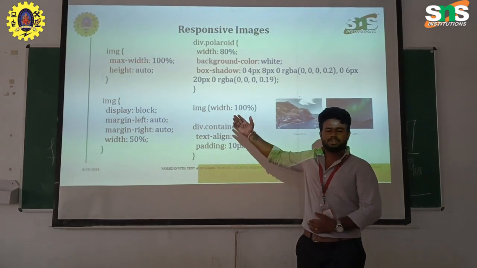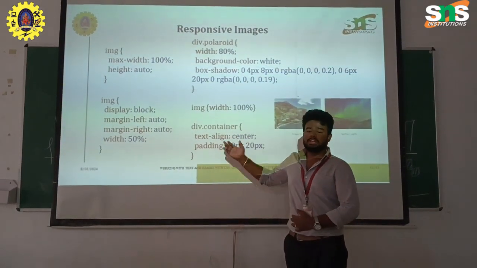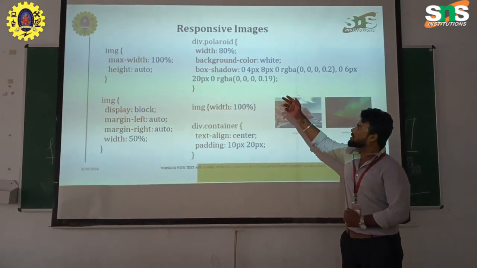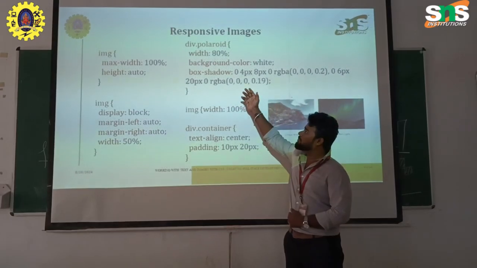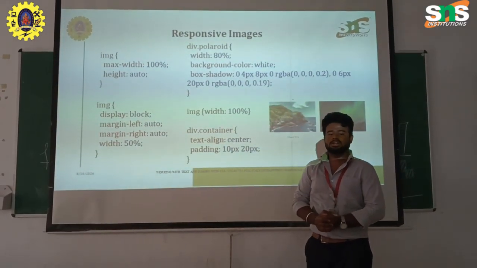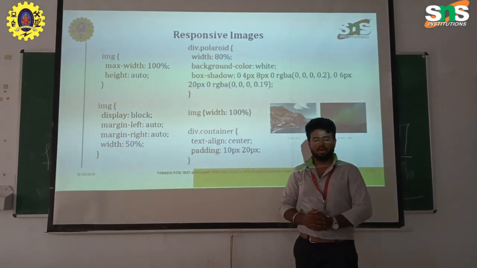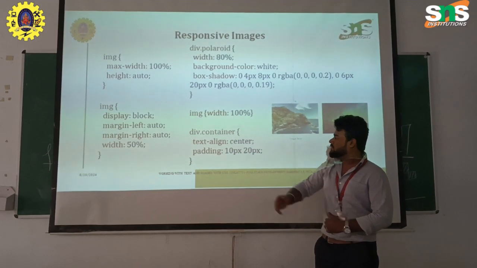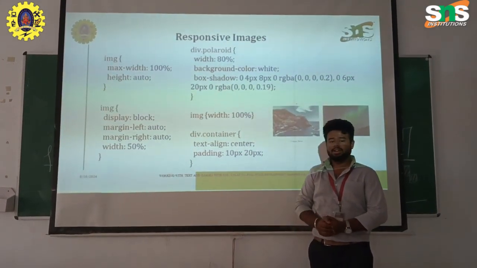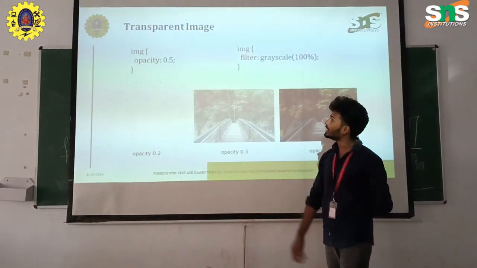For the polaroid text, we are giving certain CSS functionalities like a width of 80%, background color as white, and box shadow. In the image we are giving a width of 100%, where the image is aligned to the top, right, bottom and left. And for the div container we are giving the text alignment as center and padding as 10 pixels and 20 pixels.